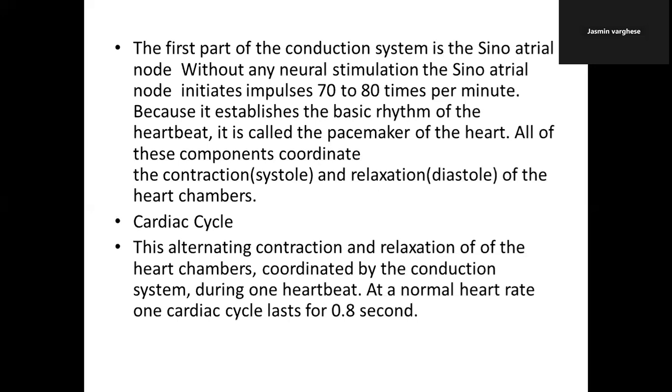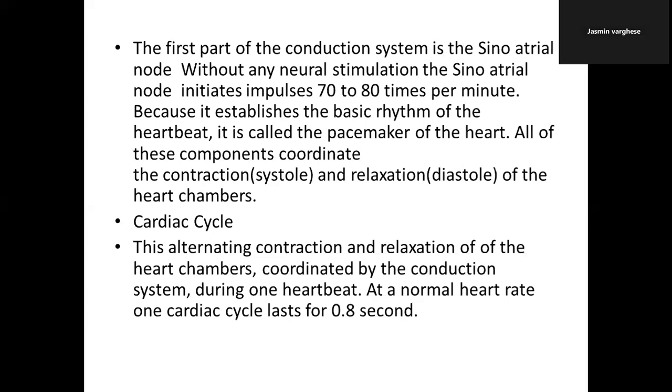So we will discuss in detail now. The first part of the conduction system is the sinoatrial node. Without any neural stimulation, the sinoatrial node initiates impulses around 70 to 80 times per minute because it establishes the basic rhythm of the heart.